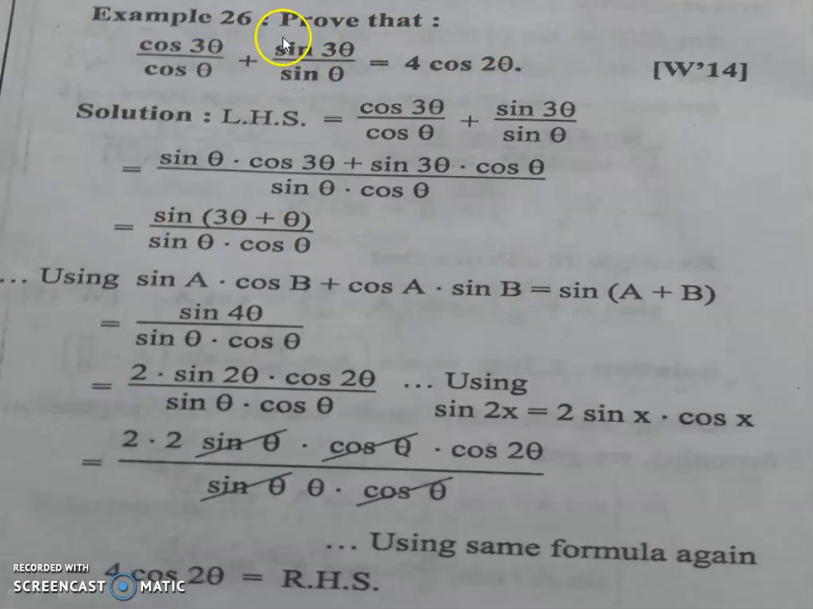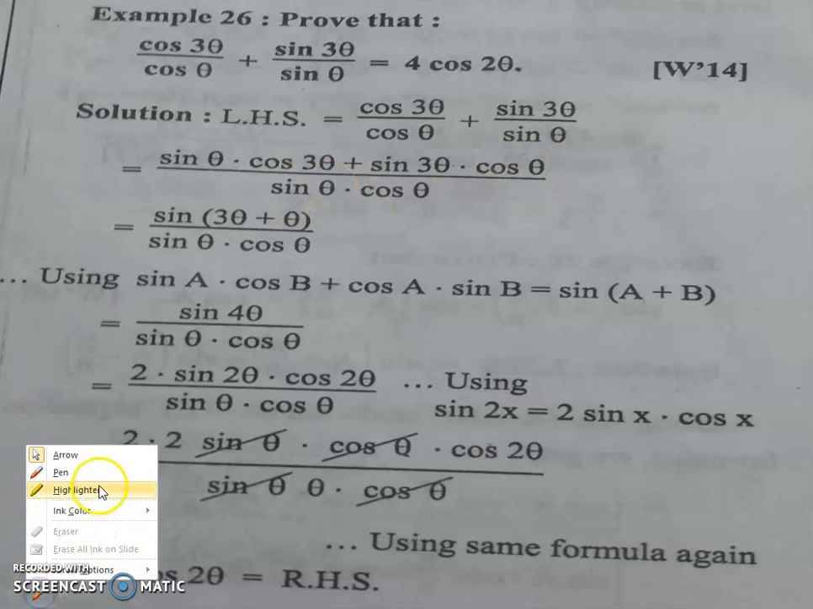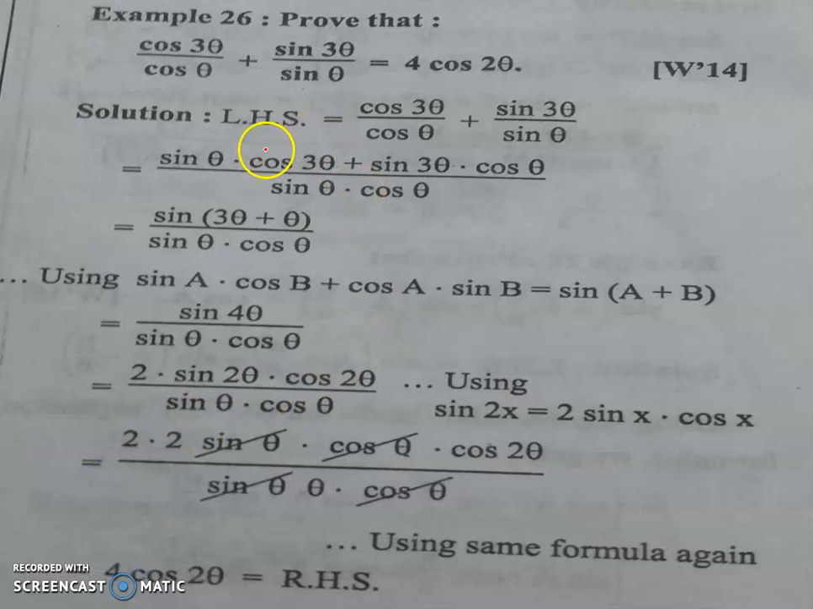Now in this example, prove that sin 3 theta upon cos theta plus cos 3 theta upon sin theta is 4 cos 2 theta. We have to consider the left hand side. So we have to take the highlighter again. Cos 3 theta upon sin theta, we have to take the cross multiplication here. Cos 3 theta into sin theta plus sin 3 theta into cos theta, denominator cos theta into sin theta.